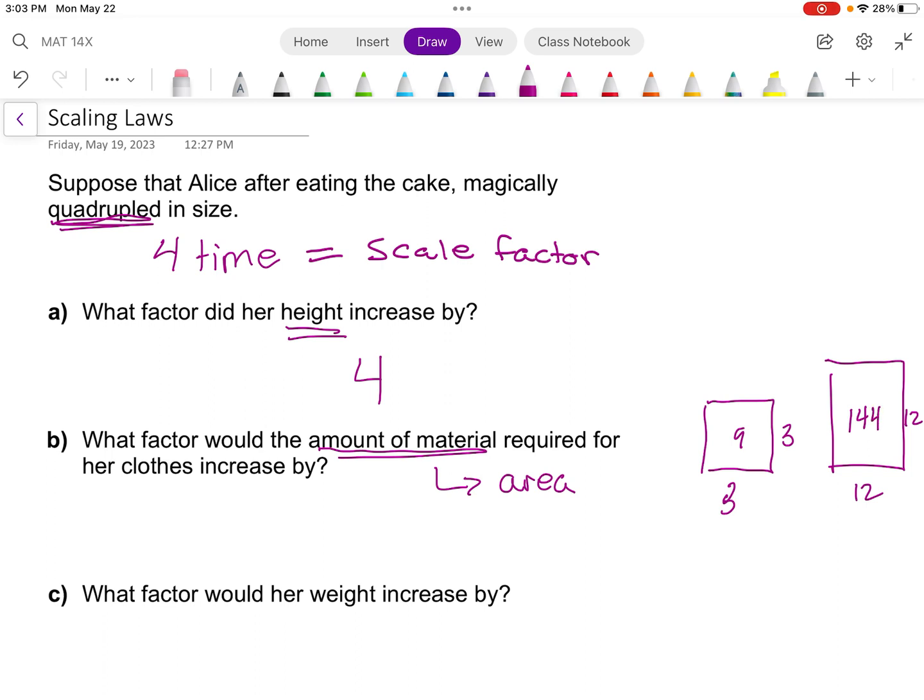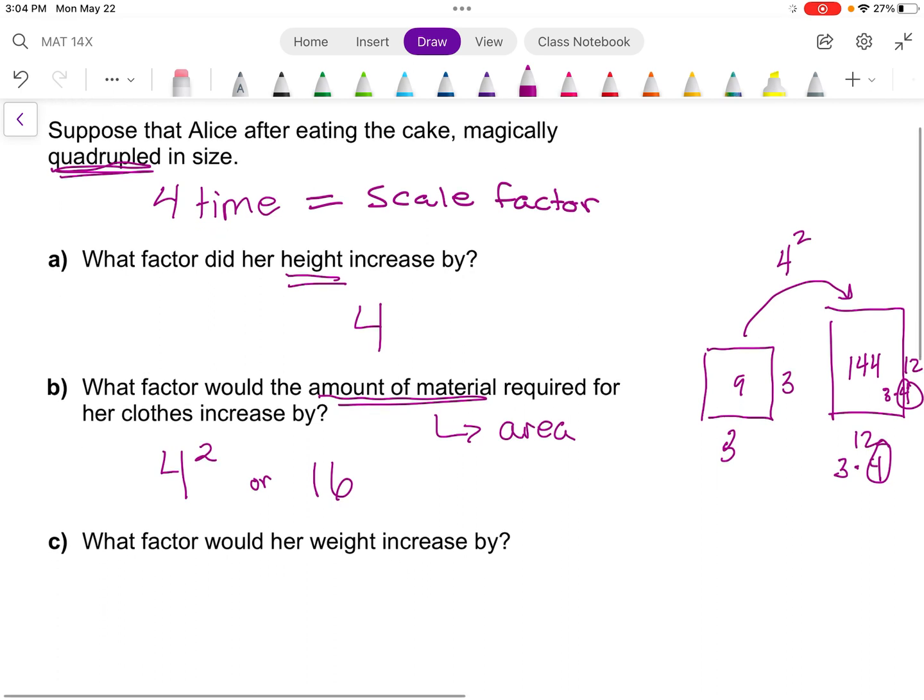Notice the area hasn't been multiplied by a factor of 4. What we actually find is that area has been multiplied by a factor of 4 squared. Since each of these dimensions, if you think about it, we had 3 times 4 and 3 times 4, so that new piece to the area was the 4 times 4. And so here, what factor of material would be needed for that area of clothing? That would be 4 squared, or 16. So the amount of material is 16 times more than what she originally needed.